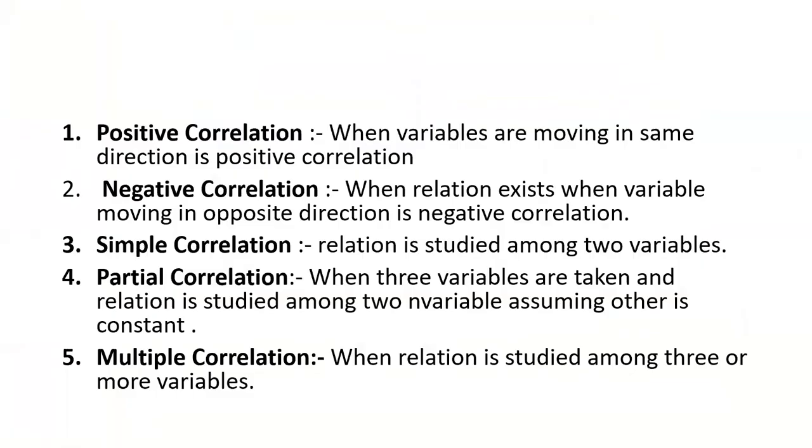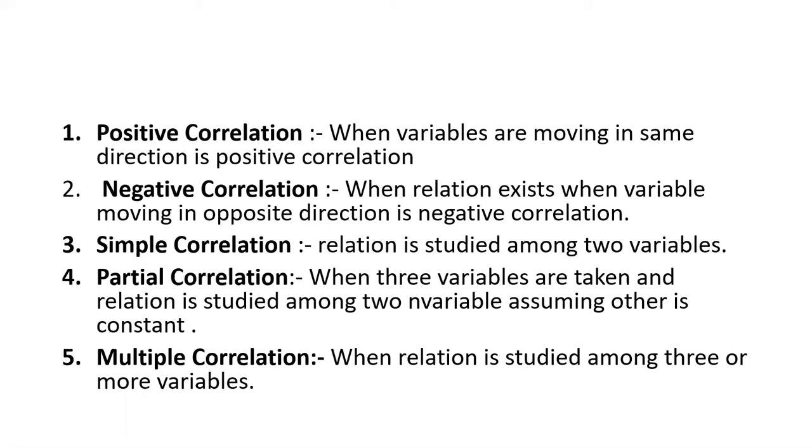First one is positive correlation. When the variables are moving in the same direction, it will be termed as positive correlation. Then we have negative correlation. When the variables are moving in the opposite direction, it is negative correlation. These first and second were according to direction. Now the third, fourth, fifth are according to the number of variables.